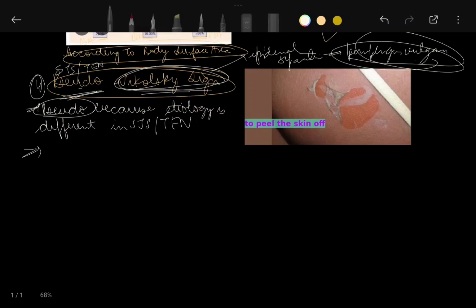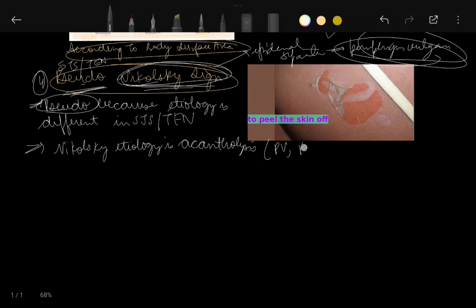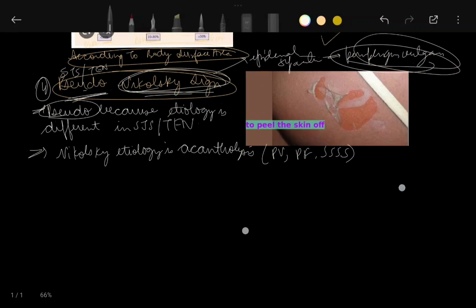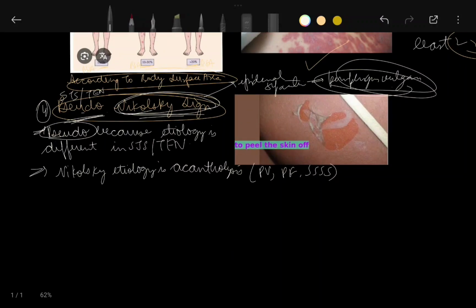Now normally, the Nikolsky etiology is acantholysis, due to pemphigus vulgaris, PF, and scalded skin syndrome, that we already studied in pathology. In pemphigus vulgaris, it is acantholysis.